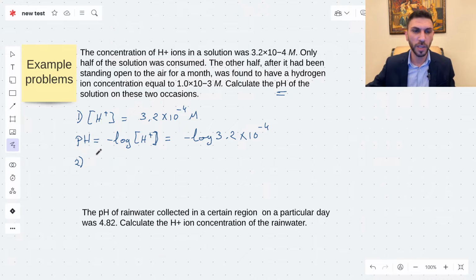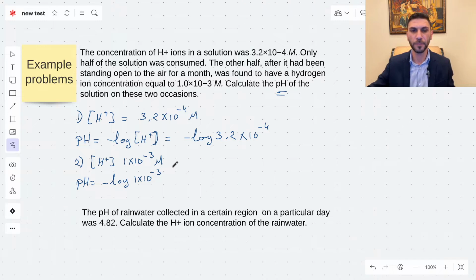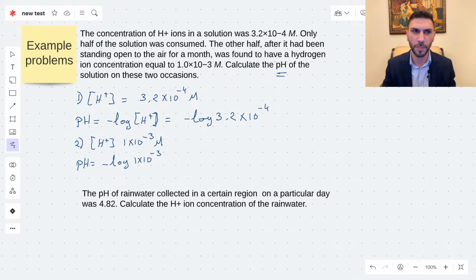For the second one, the same thing. We found that the concentration of hydrogen ions now equals 1 times 10 to the power of negative 3 molar. And that means also the pH equals negative log 1 times 10 to the power of negative 3. Using calculators again, you can solve it. So this is the first example about the pH.